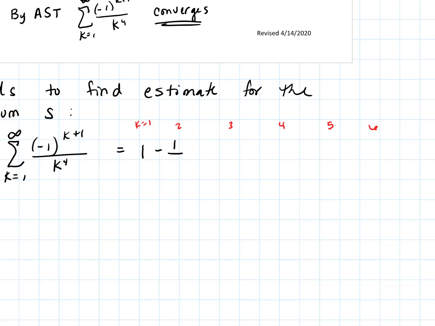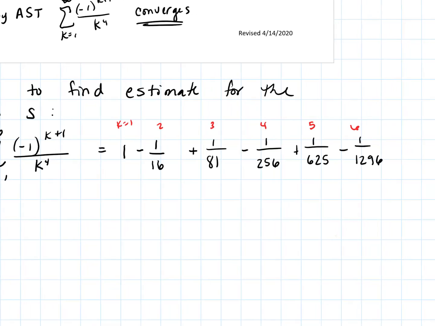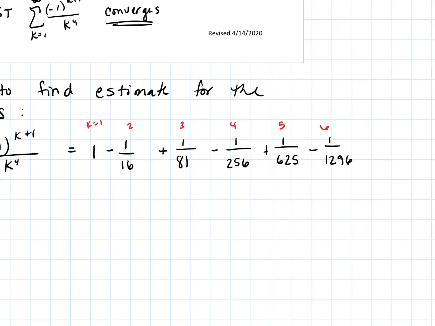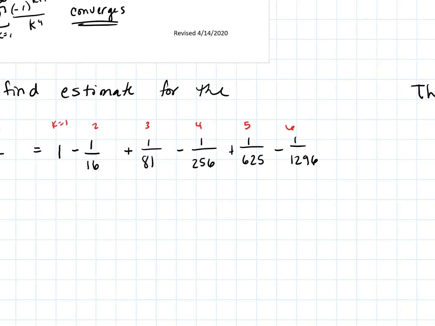So if I did that, I'd have 1 over 16 plus 1 over 81 minus 1 over 256 plus 1 over 625 minus 1 over 1,296. Now, I could keep going, right? We're looking for the partial sum, but remember what our alternating series estimation theorem says: if you add up n terms, then your error is going to be less than the very next term, the n plus 1 term.